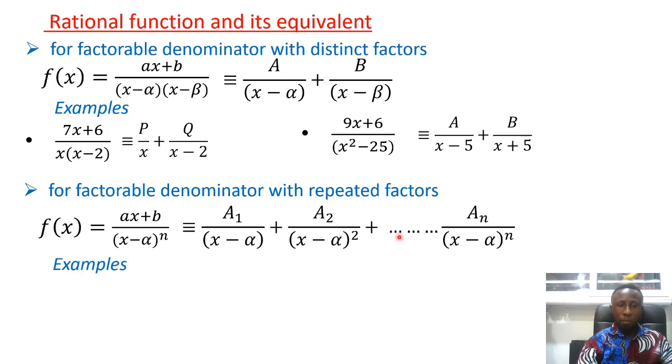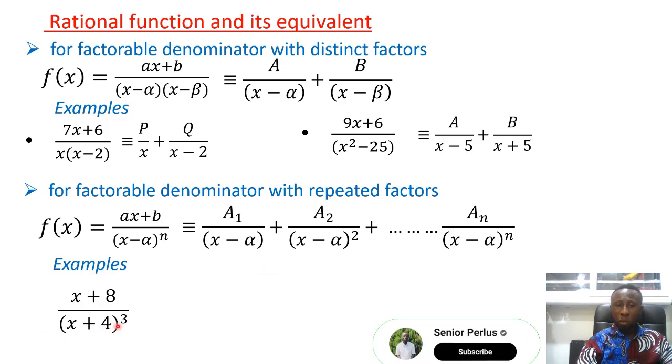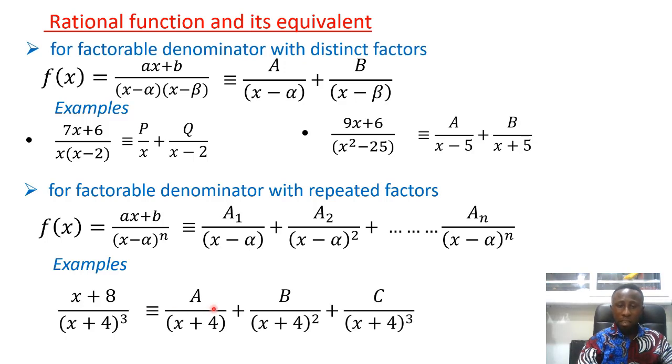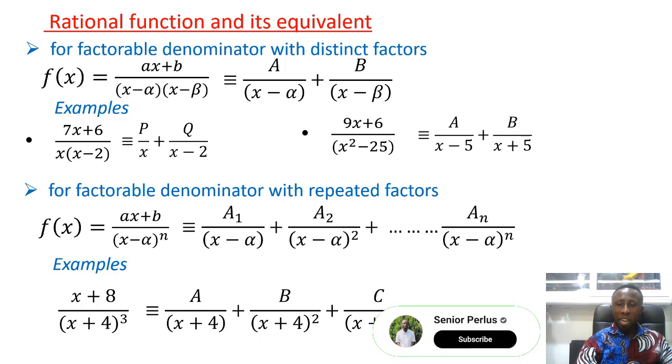Example, so the denominator here, that's what we are looking at. So its equivalent will be what? Let's see. It will be A over (s plus 4), then B over (s plus 4) to the power 2, C over (s plus 4) to the power 3. So it will reach what? 3. So here is 3. That's how we go about it. So it's the power 1, 2, 3. If it is 4, then it will continue. So as simple as that. This one is a repeated factor. So always, that's why you have to identify the denominator, the type, before you know its equivalent.